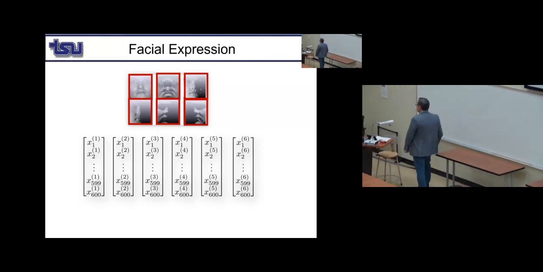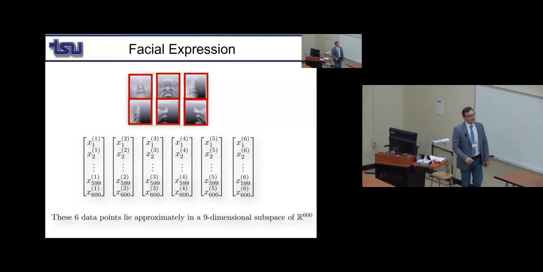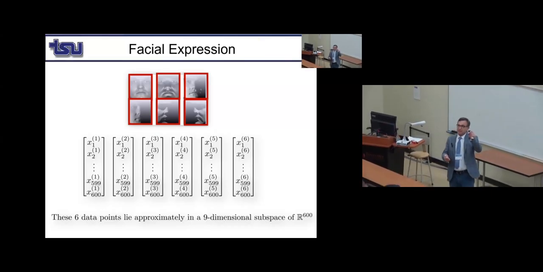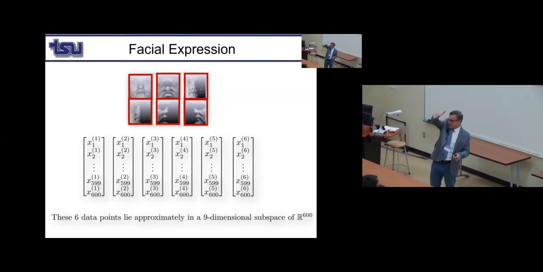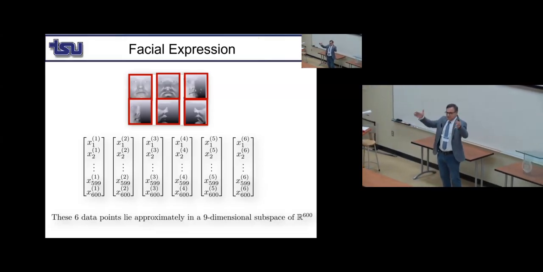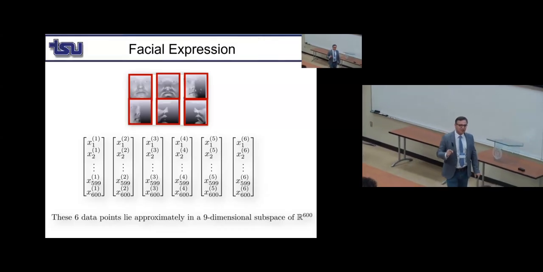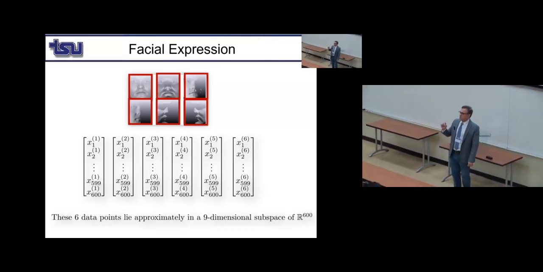But experimentally, it is shown that even though those 6 data points live in 600 dimensional space, they lie in a 9-dimensional subspace. Remember in R2, we had a line, 1-dimensional, or a plane, 2-dimensional. You cannot visualize 600 dimensions. But similarly, that's a subspace of 9 dimensions. That means you need 9 basis vectors. Do you agree? You don't need 600 basis vectors. You need only 9 basis vectors.